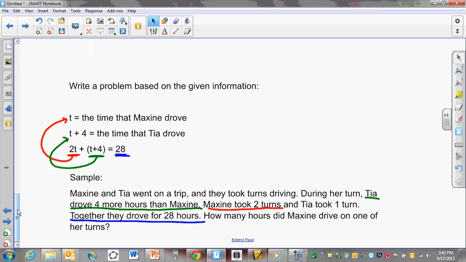So their sample answer would be something along the lines of, Maxine and Tia went on a trip and they took turns driving. During her turn, Tia drove 4 more hours than Maxine, which we knew from t plus 4. Maxine took 2 turns, that's where we get 2t, and Tia took 1 turn, so t plus 4 is just times 1. Together they drove for 28 hours, which is this 28 they got. How many hours did Maxine drive on one of her turns? So we've covered the 2t, we've covered t plus 4, and we've covered the 28. And we have our word problem, and we have our question to try and find our variable.